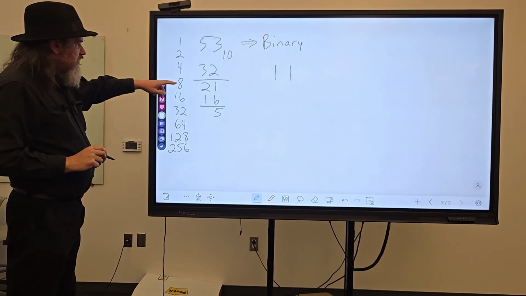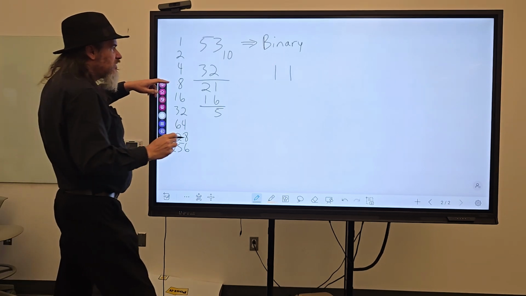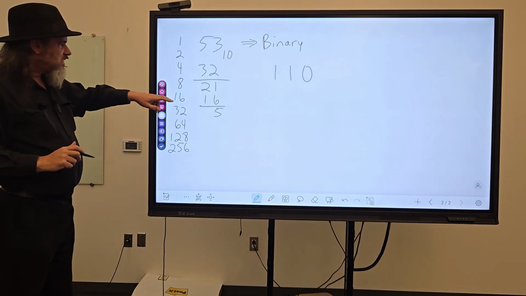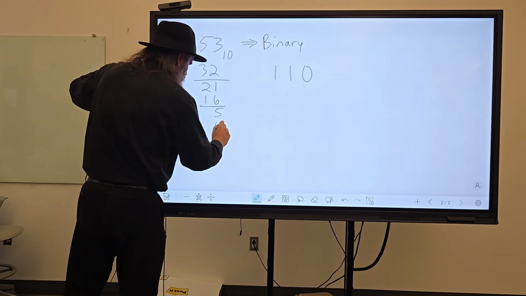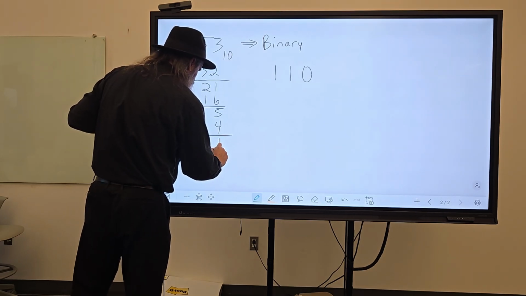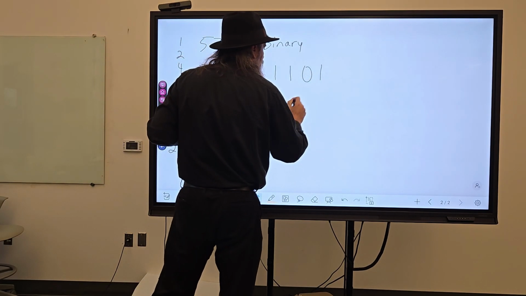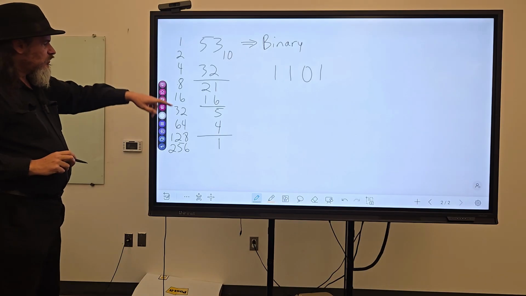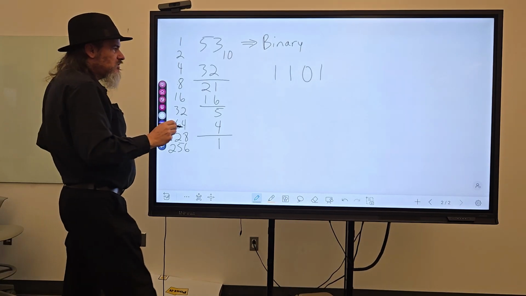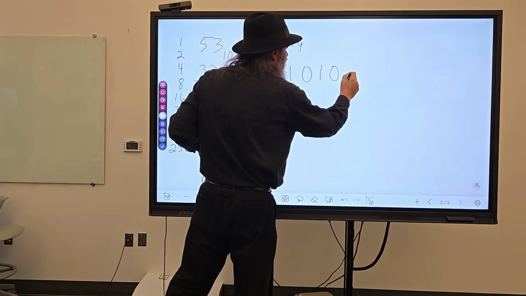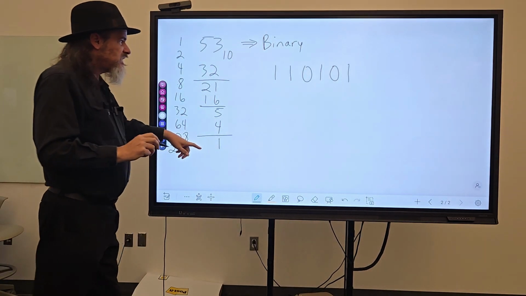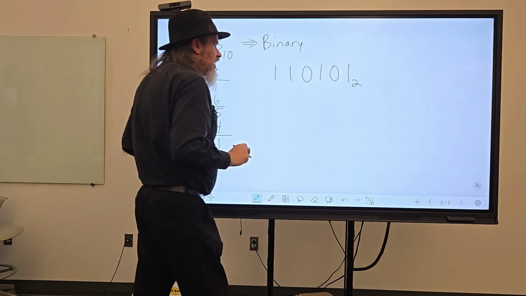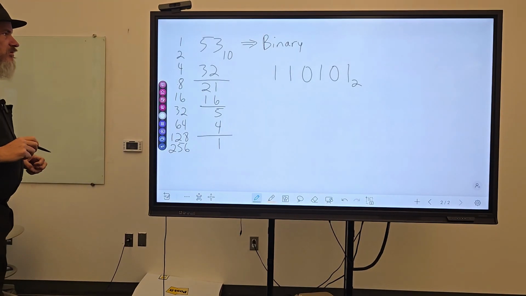Can you subtract 8 from 5? No. So you put a 0 in the 8's position. You can subtract a 4, so put a 1 in the 4's position. And then can't subtract 2 from 1, so you get a 0 in the 2's position. And finally a 1 at the end. So that's your equivalent in binary from decimal.